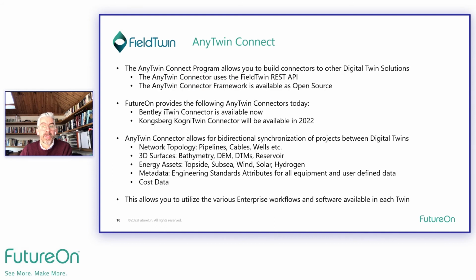The AnyTwin connector is based on the FutureOn Open REST API, and the framework for the connector is open source, with a goal to encourage the development of more and more connections to external digital twins and platforms. The bidirectional AnyTwin connector allows exchange of network topology, 3D surfaces such as bathymetry, data on assets such as manifolds, Christmas trees, and wind turbines, and technical metadata and costs to be shared.